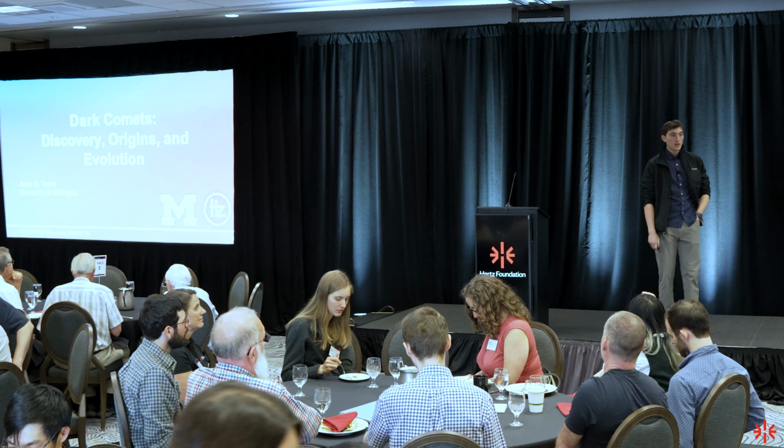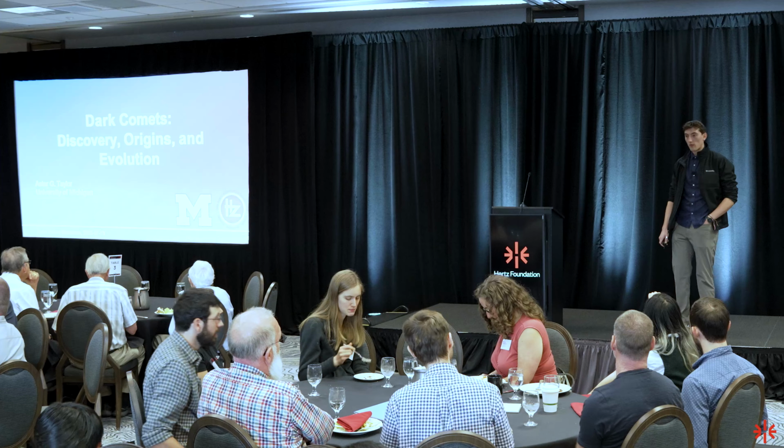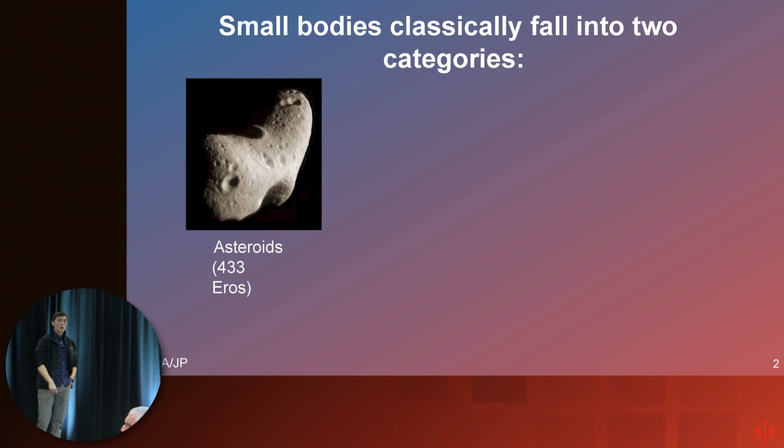So to begin with, I'm going to give a little bit of background about the solar system and the objects that we talk about in the solar system. We're generally talking about solar system small bodies, and these are classically defined into two different categories. We have asteroids, like 4 through 3 arrows here.